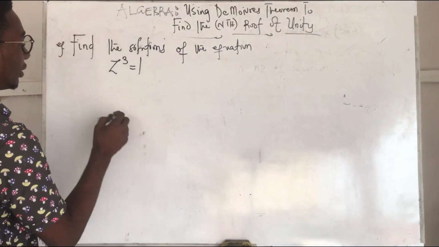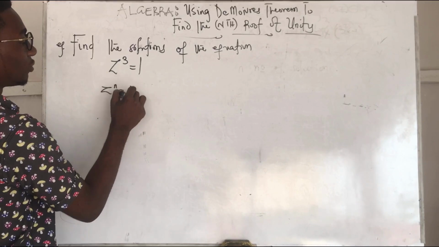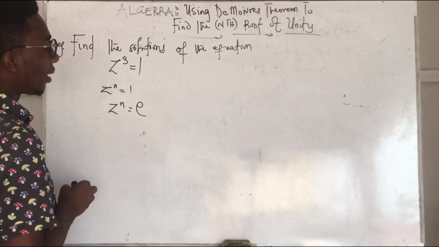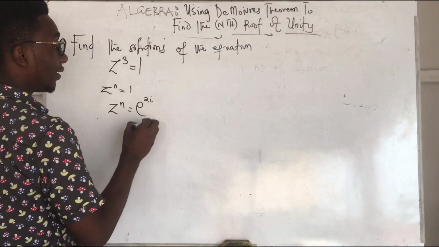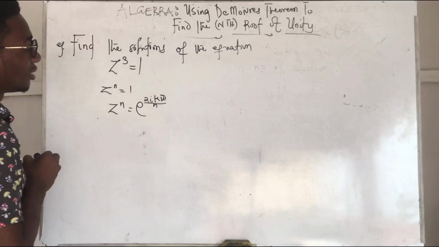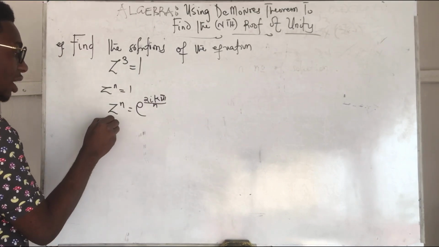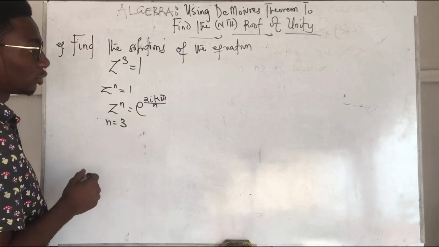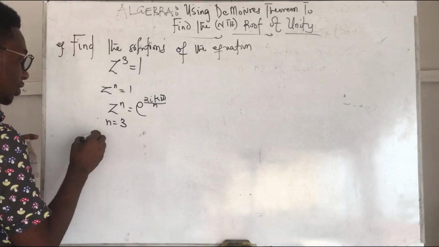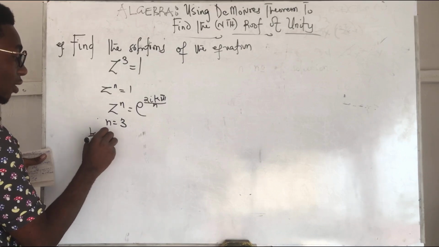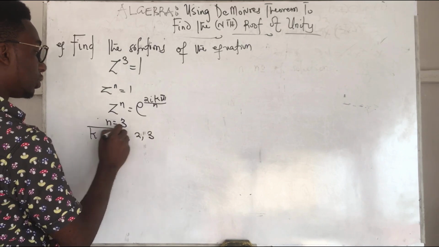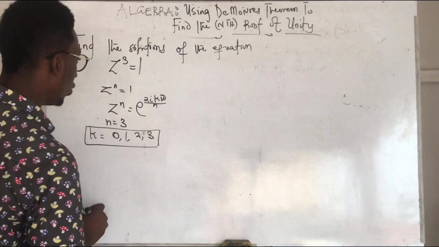Now, when we started, we said if you have z^n equal to 1, then the solution is z equal to e to the power of 2ikπ, all divided by n. The n we have in this question is 3. That means you are supposed to have 3 solutions at the end of it. So we range the k values from 0, 1, 2, and on to 3. These are the k values you'll be using.